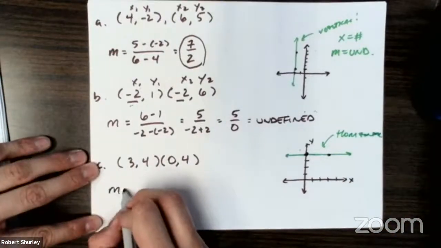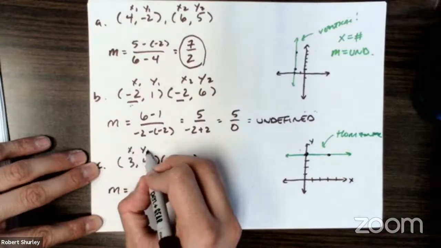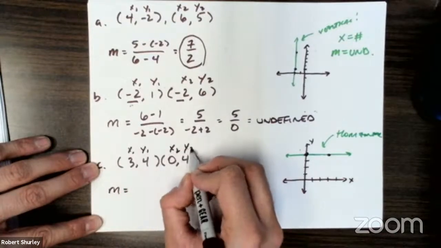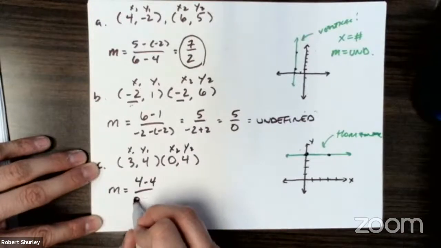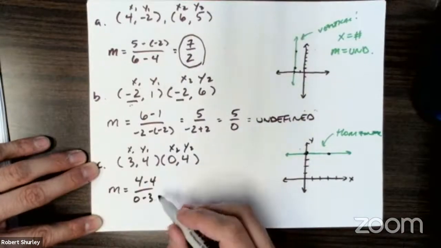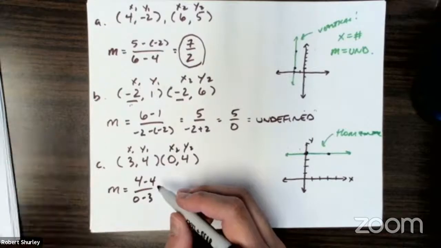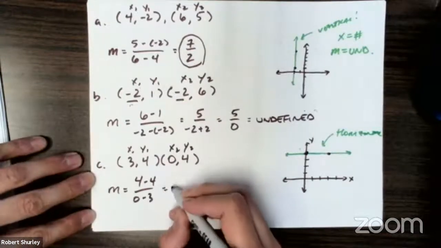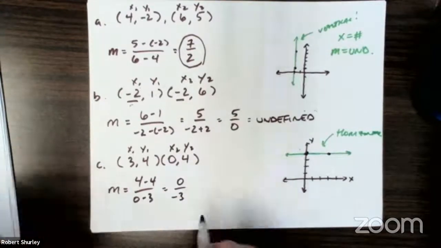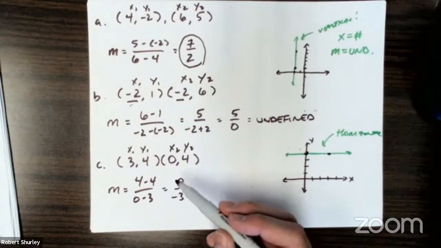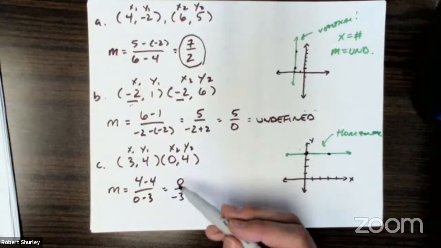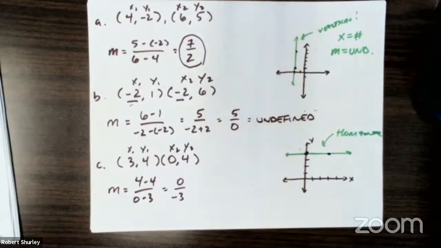So m equals, I'll call this one x1, y1, x2, y2. And I get 4 minus 4 over 0 minus 3, right? So I wind up with 0 over negative 3. Now look, the 0 can be in the numerator. That's not a big deal. Again, that's like saying I have no money and I've got to divide it between so many people. Well, they all just get no money, right?